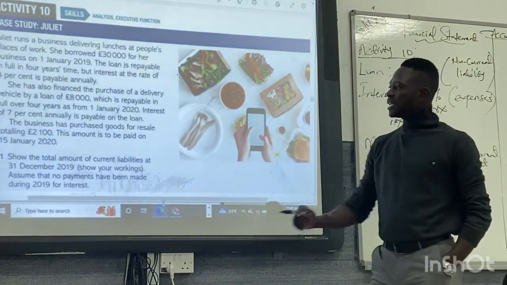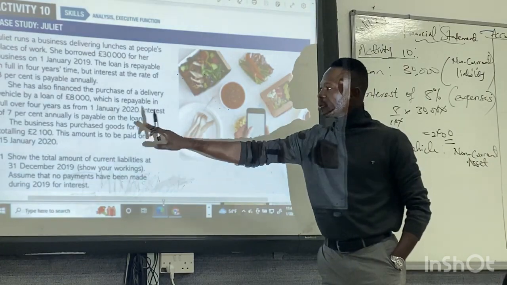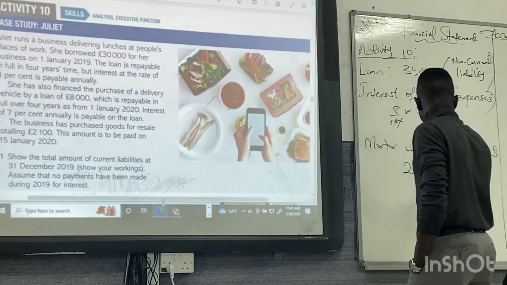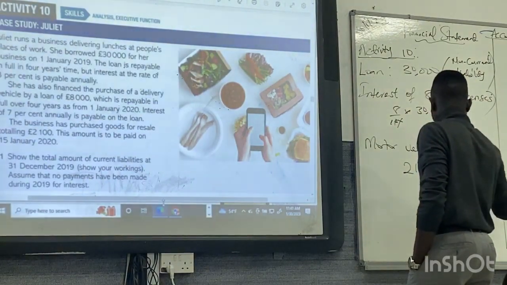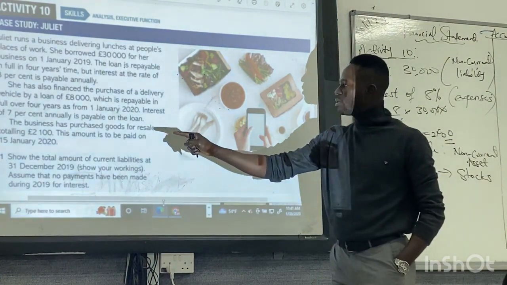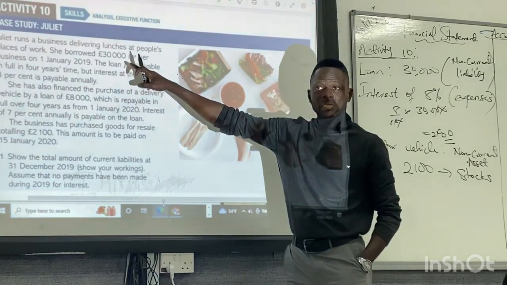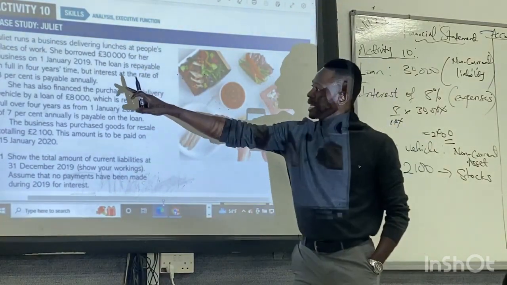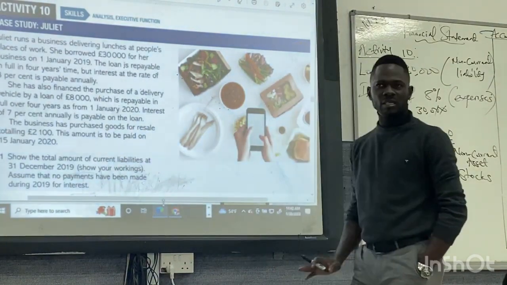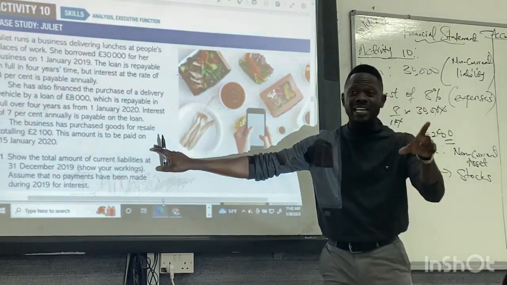Then the last thing, the third paragraph, they said the business has purchased goods for resale, totaling £2,100. Stocks. This amount is to be paid on 15 January 2020. The business started 1st January 2019, and this one will be paid 15 January 2020. So it's still within a year, yes or no? Yes. But it was purchased on credit.